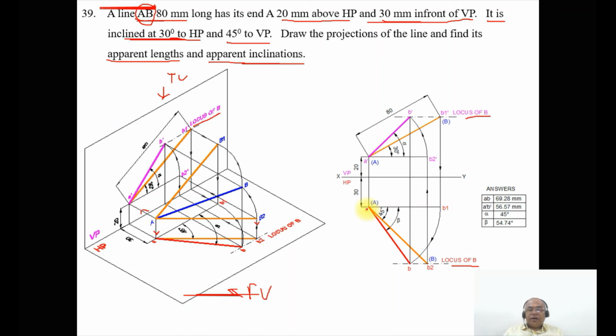Due to the presence of the true length in the top view, B2 is in front of VP by this distance. With a as center, by using the compass, taking the radius of a b1, you draw an arc such that it cuts the locus of B in the top view, and you mark that point as b, and then join a and b with a dark line and mark this as beta. You mark this as angle 45, this as angle 30 degrees, this as 20 mm, and this as 30 mm.